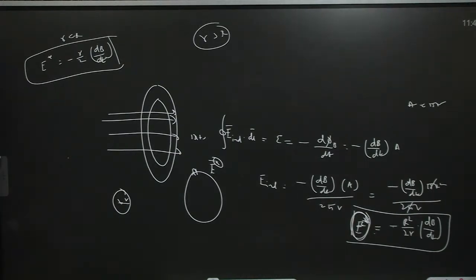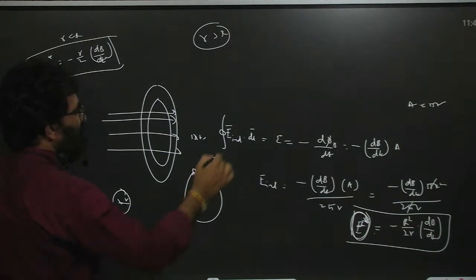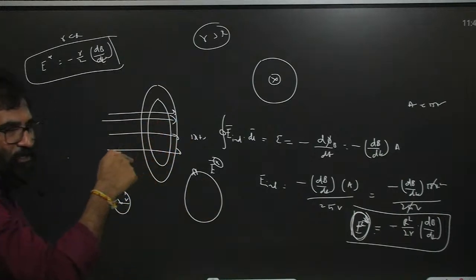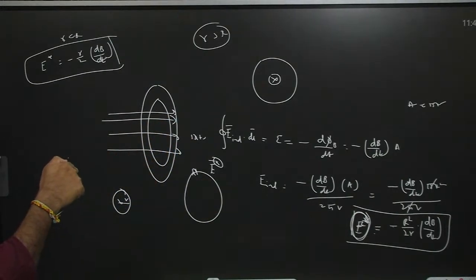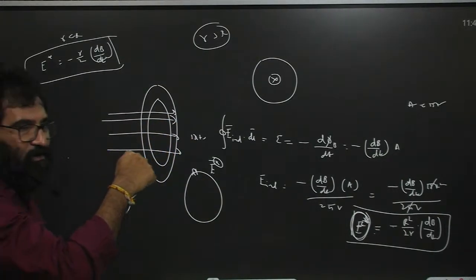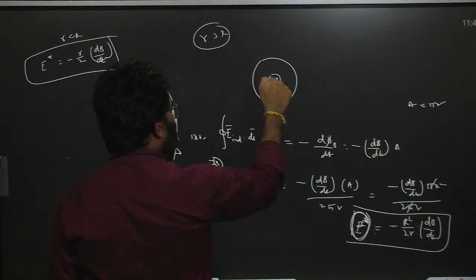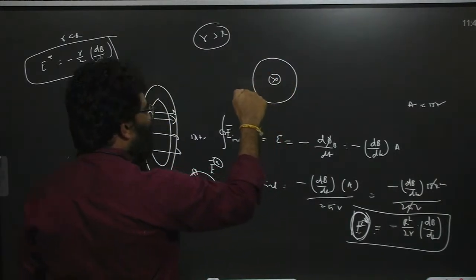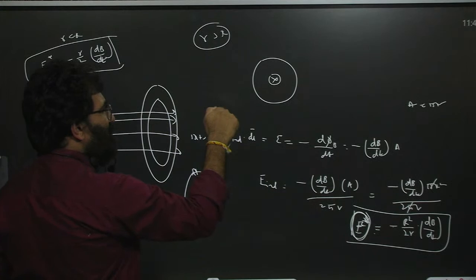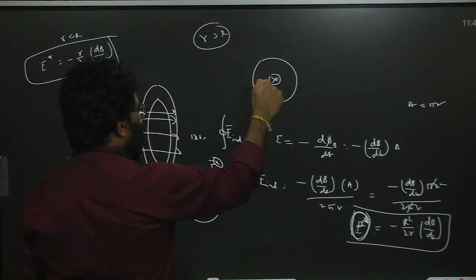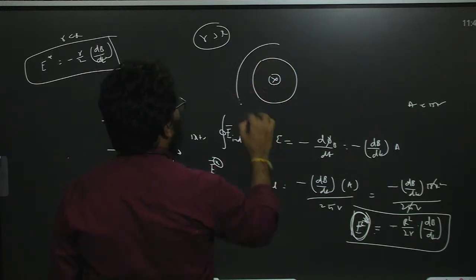The minus sign indicates that flux is increasing. Suppose the magnetic field is increasing in this direction, so flux is increasing in this direction. To decrease that magnetic field, the induced electric field will be induced concentrically to oppose the change in flux. So flux is increasing, and to decrease flux, the induced electric field will be in this direction.